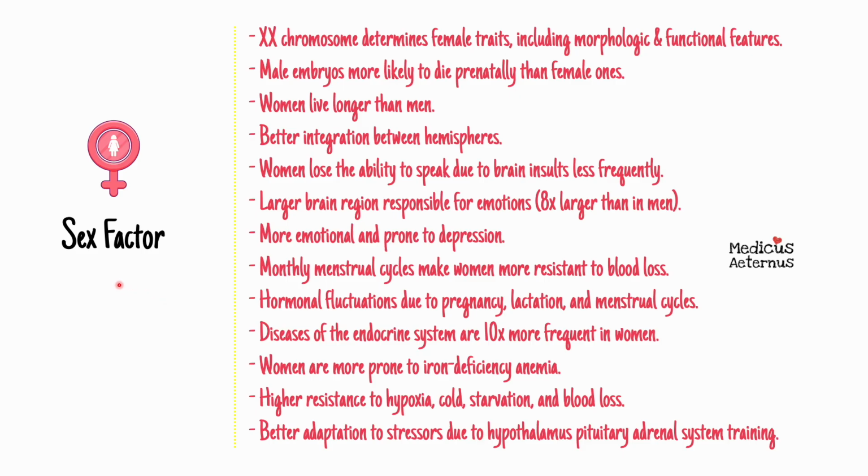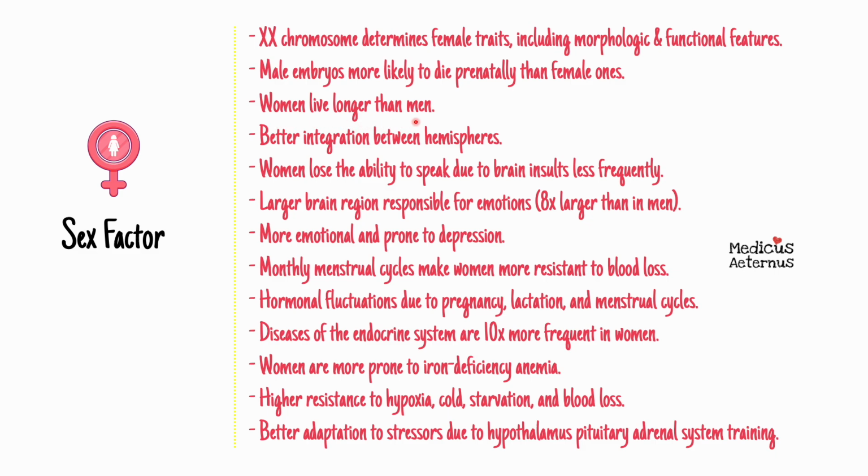Now I'll explain more about the sex factors and how males and females have different predispositions to different diseases. The XX chromosome determines the female traits, including the morphological and functional features. Male embryos are more likely to die prenatally than female ones, and genetic diseases carried by the sex chromosomes are more on the X chromosome. Females have 2 X chromosomes, so the probability of their showing up is less than in males. Males have just 1 X chromosome, so if they have any dysfunction in one of the genes, they will have the disease more often than females. Females may be carriers only, but males will be either sick or healthy.